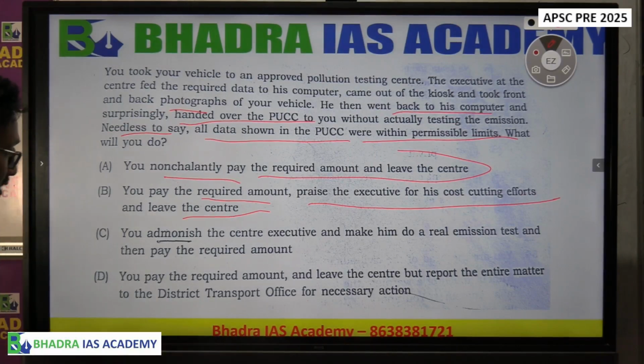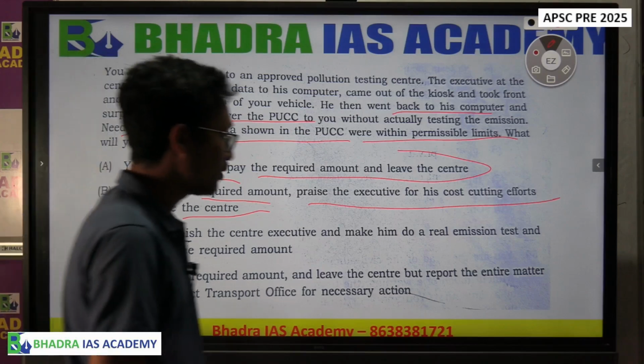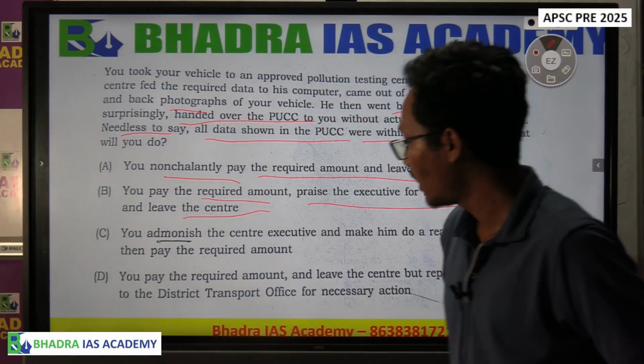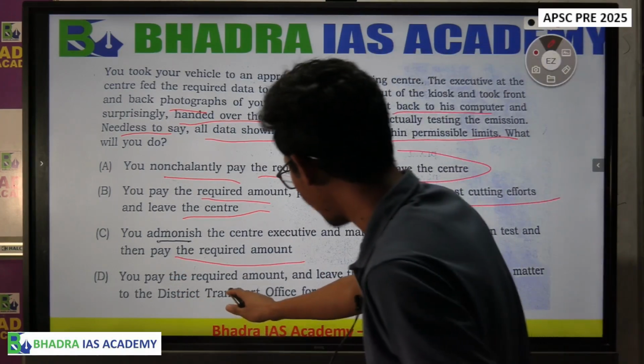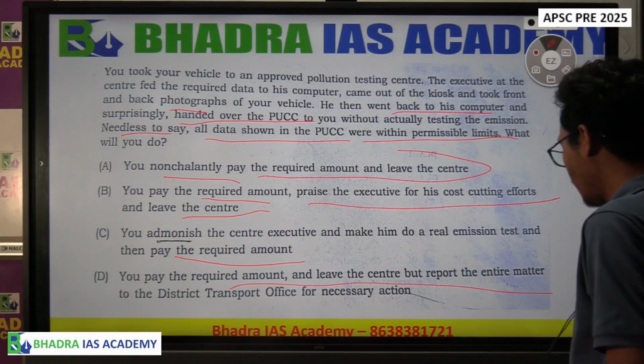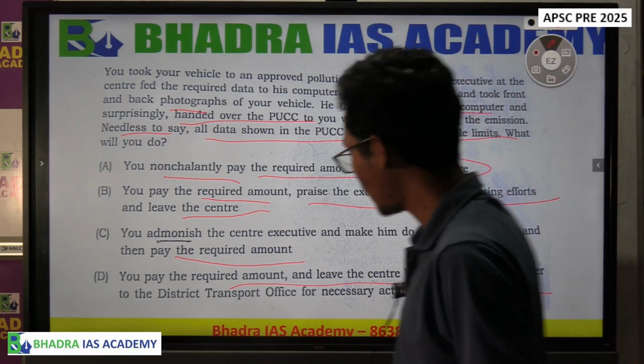So you admonish the center executive and make him do a real emission test and then pay the required amount. So you pay the required amount and leave the center but report the entire matter to the district transport office.